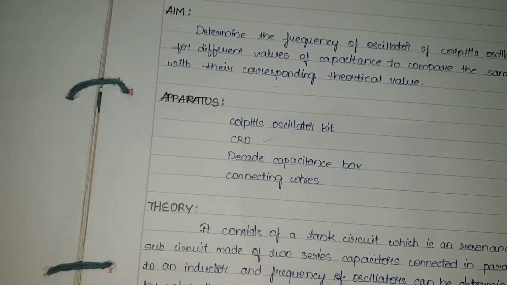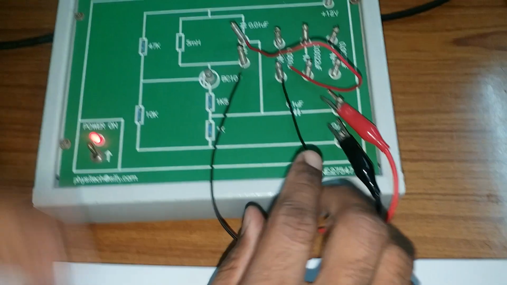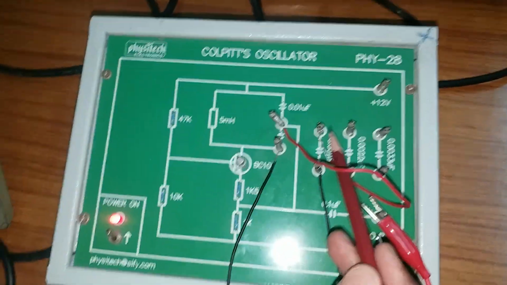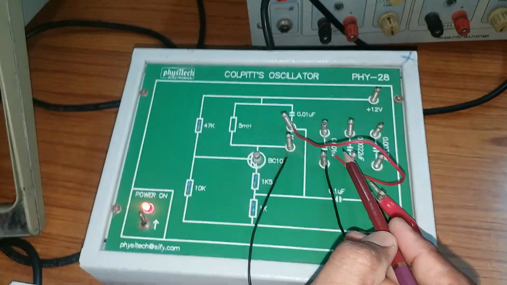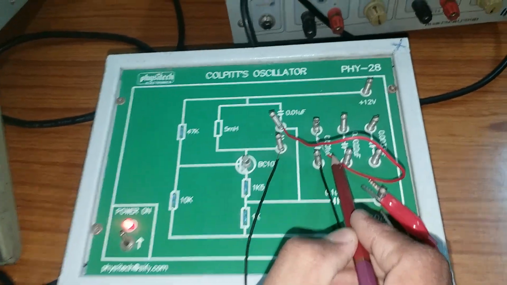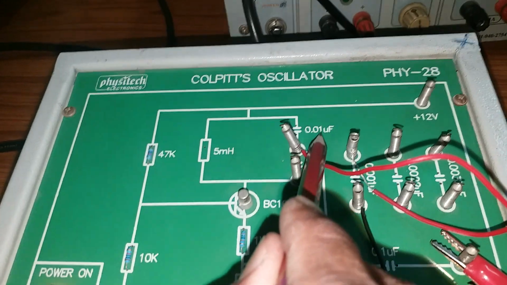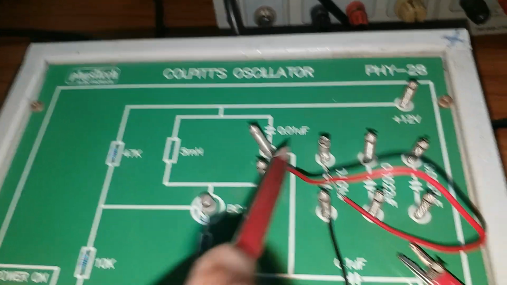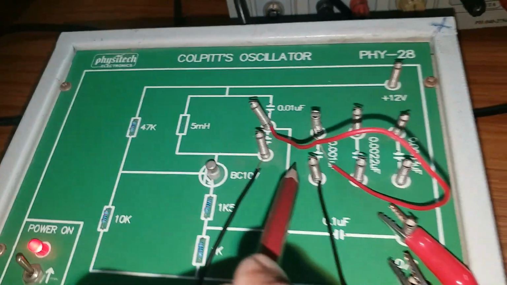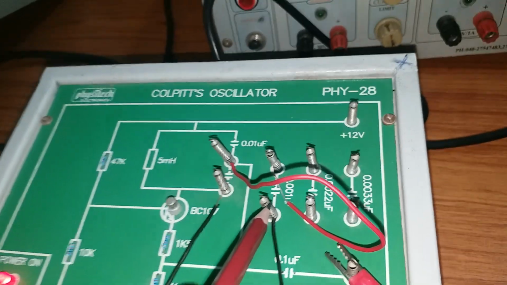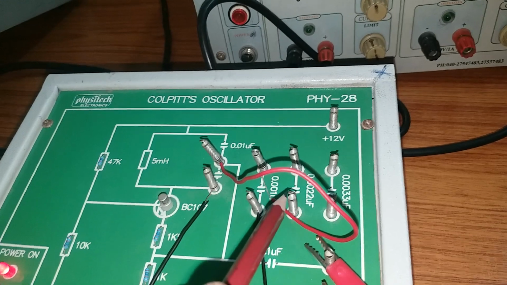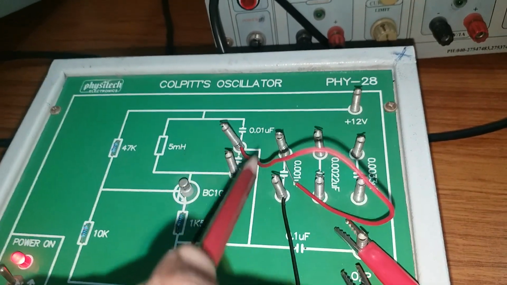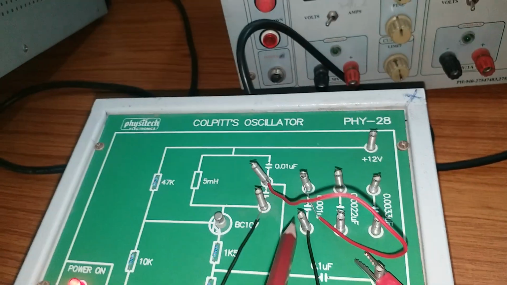So first, what you need to do: if you observe here, we have three different capacitors. The first one is 0.001 microfarad. C1 is the same, fixed here. We are not going to change this C1 capacitor, and C2 we keep on changing. How many capacitors do we have? Totally 3: 0.001, 0.0022, 0.0033. For each step we are going to change this capacitance value.